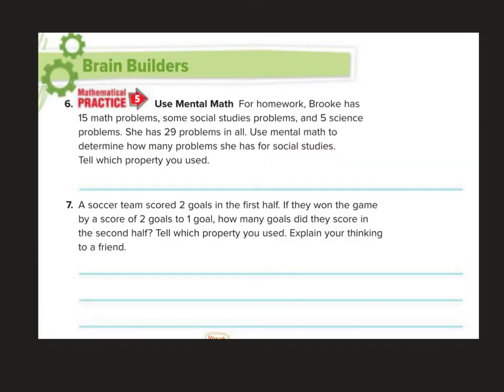Here we go, some brain builders for homework. Brooke has 15 math problems, some social studies problems, and 5 science problems. She has 29 problems in all. Use mental math to determine how many problems she has for social studies. Tell which property you use. So here's what I'm seeing. She has 15 math problems plus, we don't know, social studies problems plus 5 science problems equals 29.